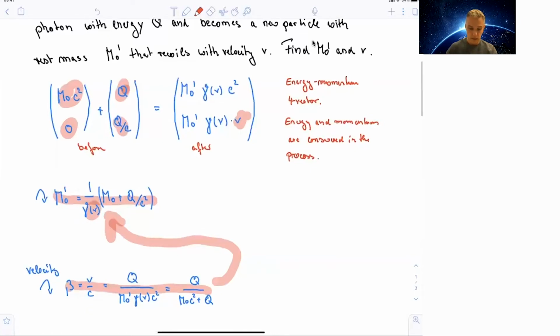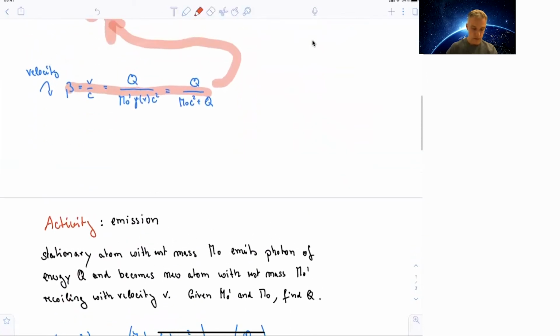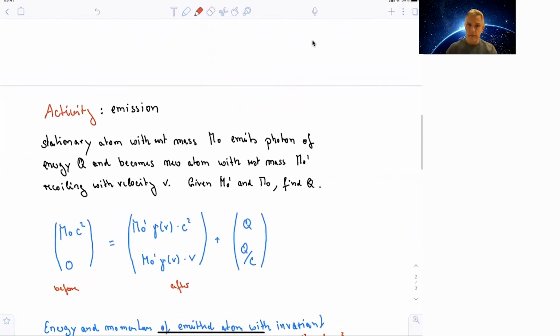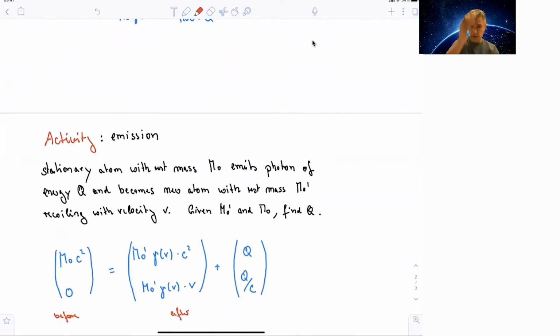All right. The second example now is the emission. So here we have a stationary atom with a rest mass m0, and it emits the photon with energy q, and it becomes a new atom with rest mass m0 prime and recoiling with a velocity. Now, given the two masses, what is the energy of the photon, q? So we set this up in the same way as before. Now we start with this particle at rest, so the energy is m0 c squared, the momentum is 0, and that's equal to the energy and momentum of the new particle and the photon, in the very same way as we set this up before.